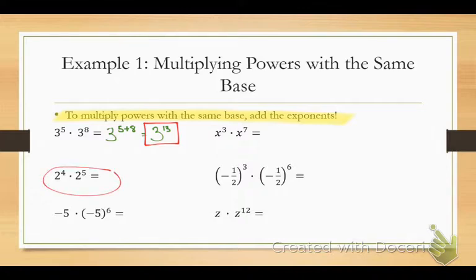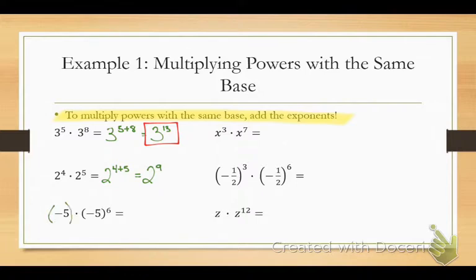Now I want you to do the next one. 2 to the 4th power times 2 to the 5th power. Show the step in between what you're adding, and then box in your answer, please. 2 to the 4 plus 5 is 2 to the 9th power. Very good.